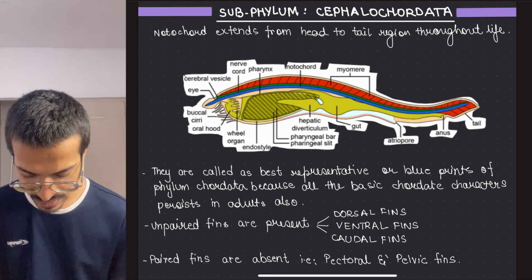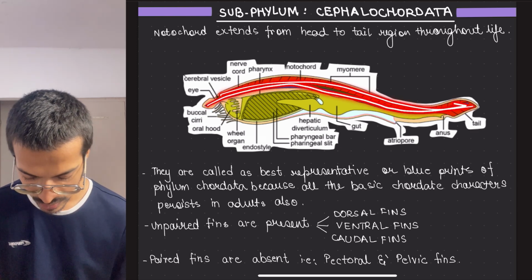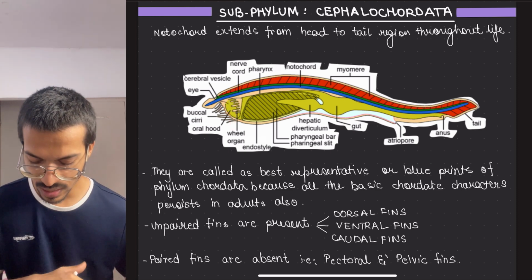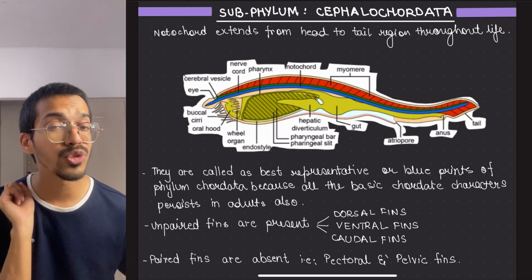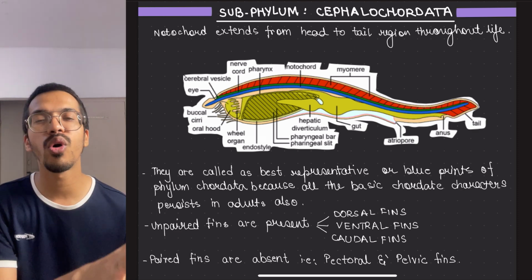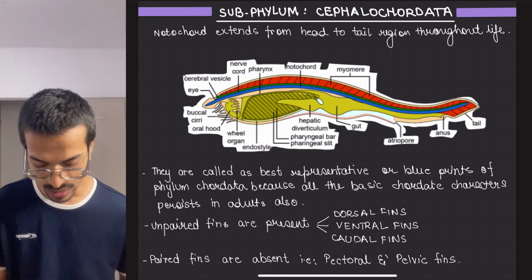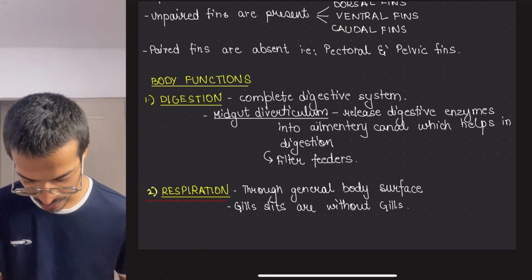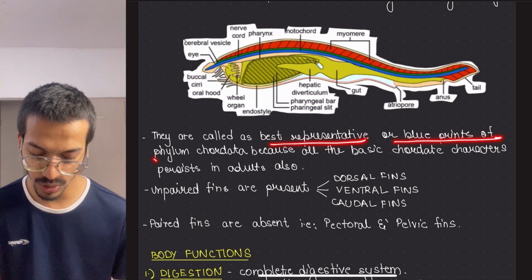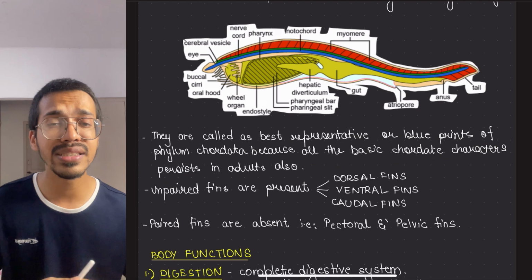And if you see this, what does it have? Nerve cord, notochord, and gill slits. All these things are present in their body. That's why cephalochordates are called the best blueprint of the phylum Chordata, because they show all the features preserved. These are the best representatives, or the blueprint, of the phylum Chordata, because all the basic characteristics are present in the adults of them.